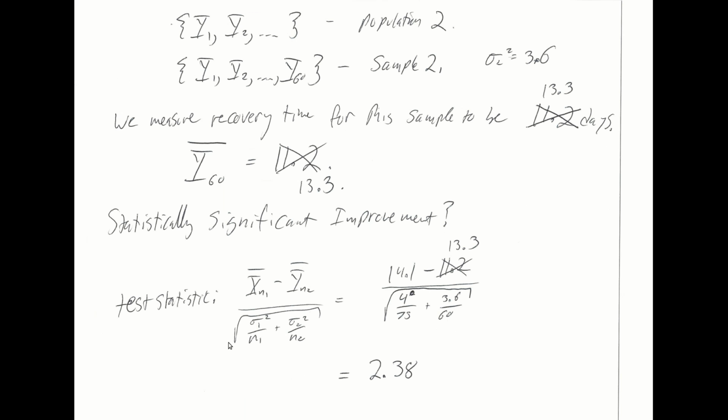So we've got 60 patients who receive our new treatment. There is a population associated with this, which could be all the people that could ever have the disease and receive this treatment. We take 60 of those. Suppose we know the population variance to be 3.6, not a reasonable assumption, but a close enough one for now.